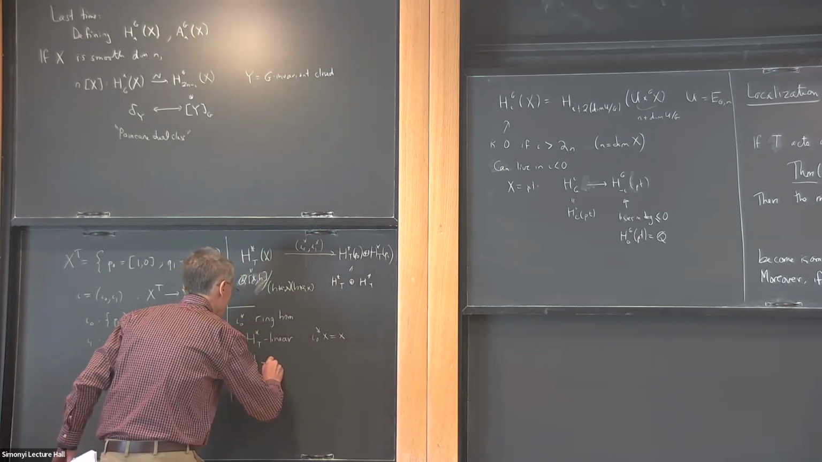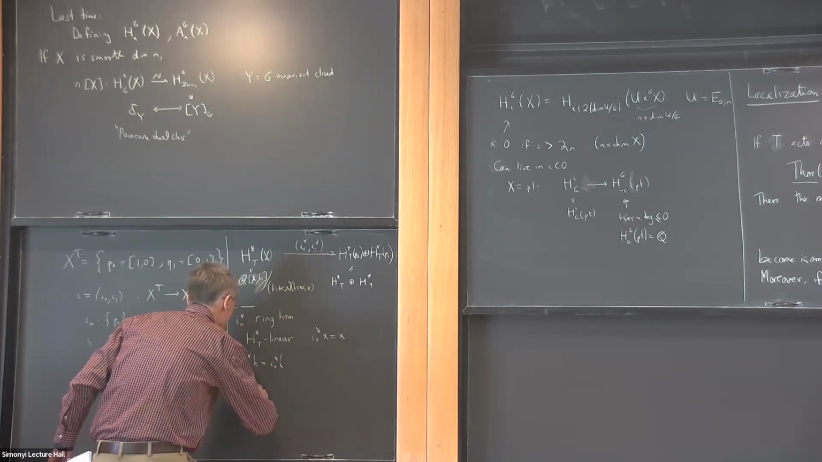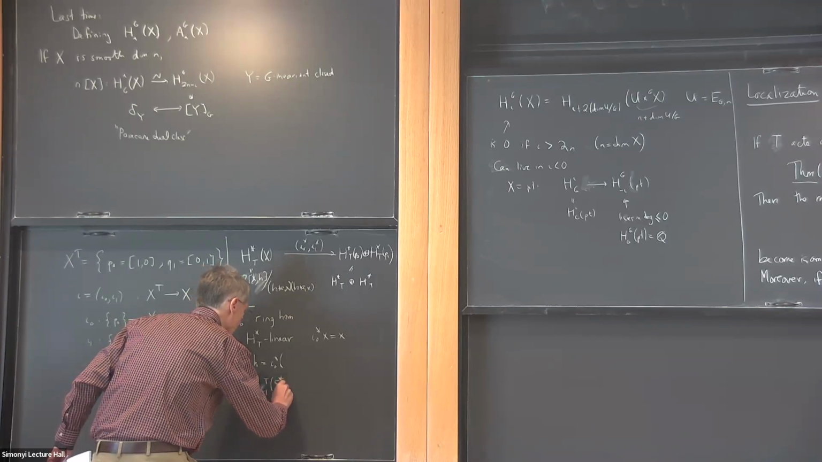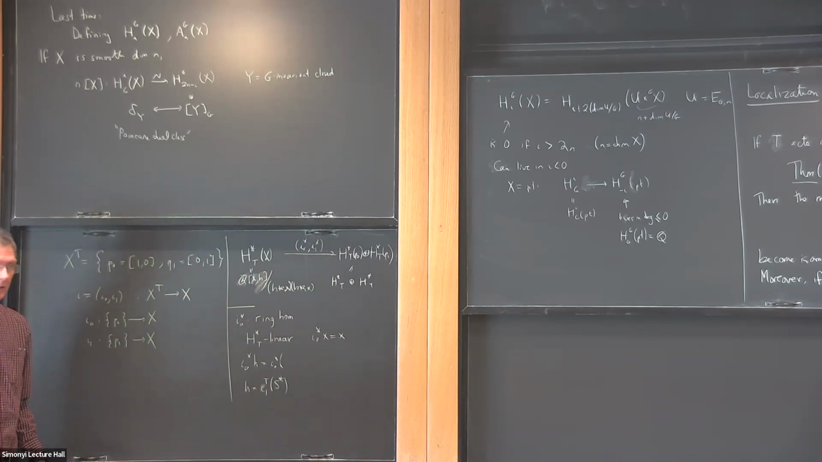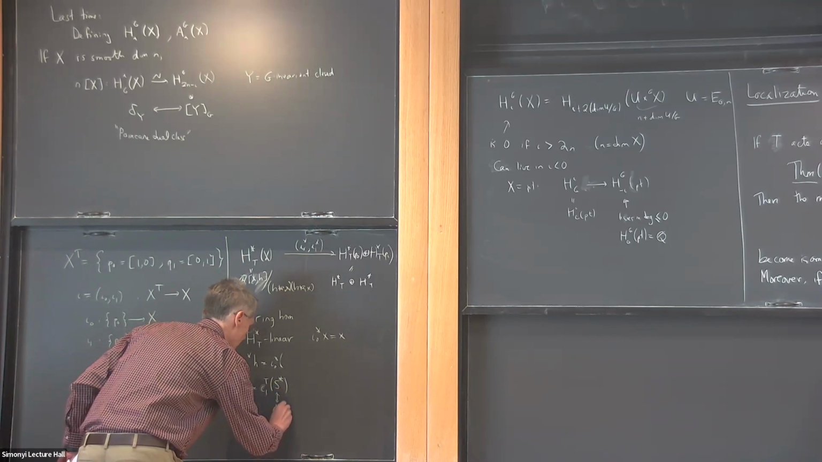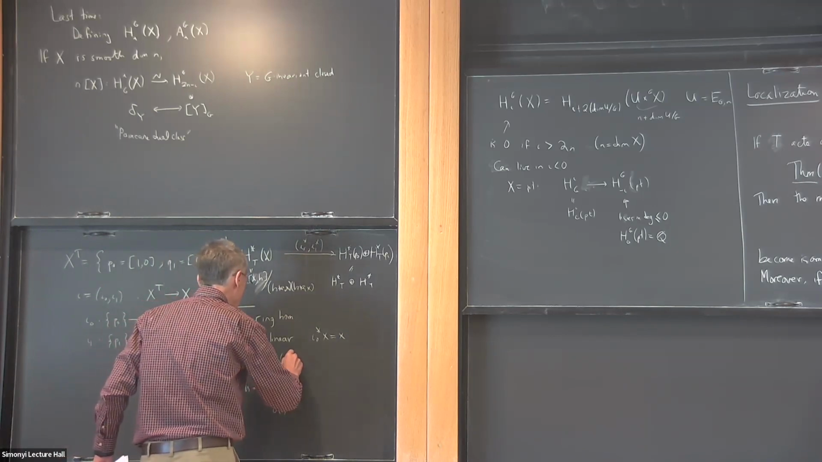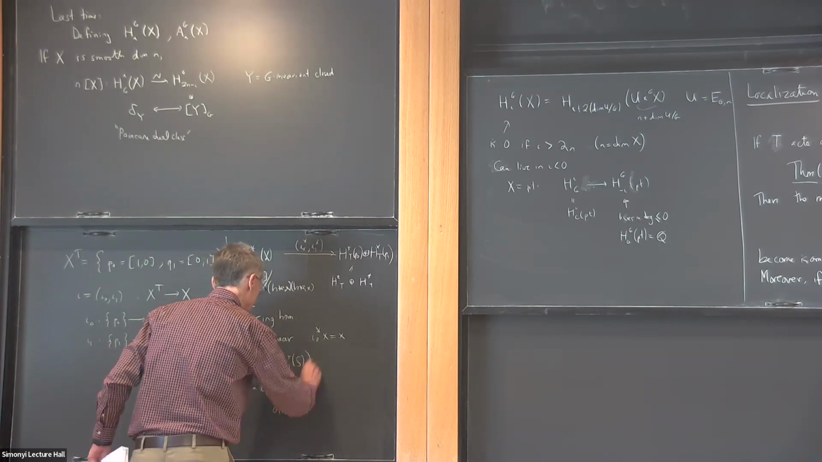So I naught star of h is what? Well, h is the first equivariant Chern class of the dual S star, where S is the tautological subbundle. S star is the dual tautological subbundle, which corresponds to O of 1. So it's I naught star of C1 T of S star.